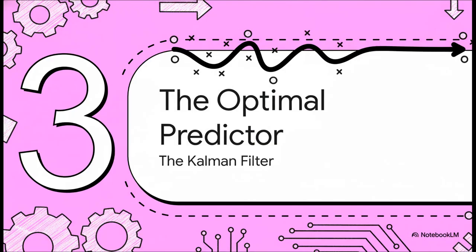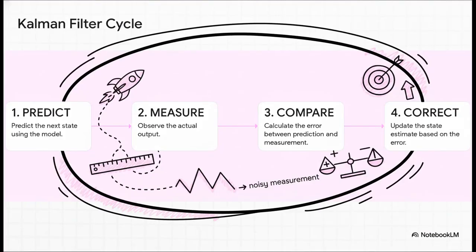Well, the solution to this puzzle is one of the most elegant and powerful ideas in all of engineering, the Kalman filter. Now, don't let the name fool you. This thing isn't just a simple filter. It's an optimal prediction engine. It's specifically designed to give us the absolute best guess of the true state, even when it's buried in noise. The filter works in this beautiful, endless loop.